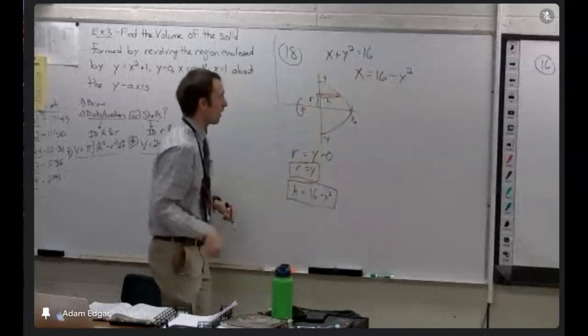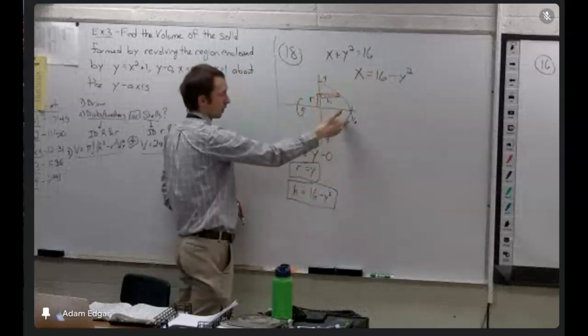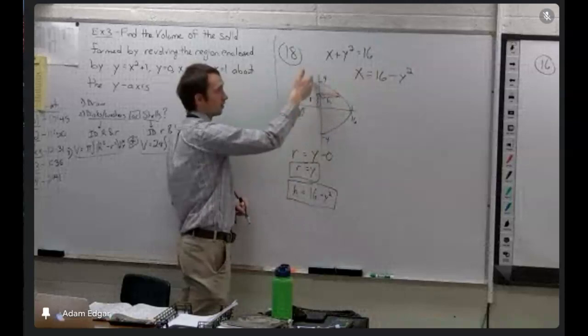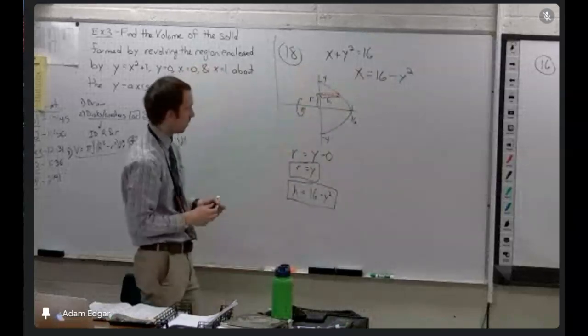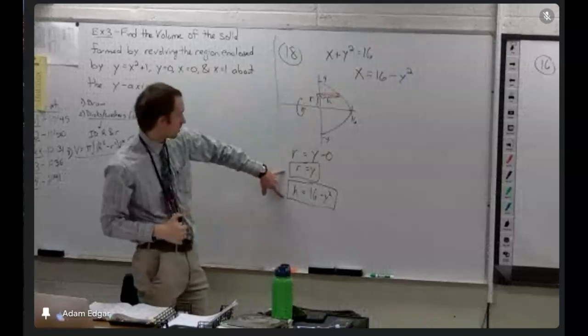And no matter where you locate this shell, the height is always going to be the curve, 16 minus y squared, minus the y-axis, x equals 0. Does that answer questions about where we're getting r and h?